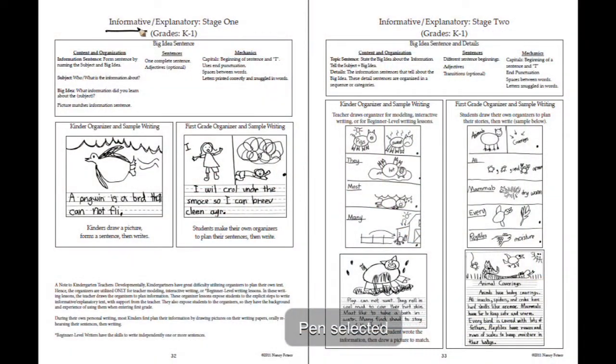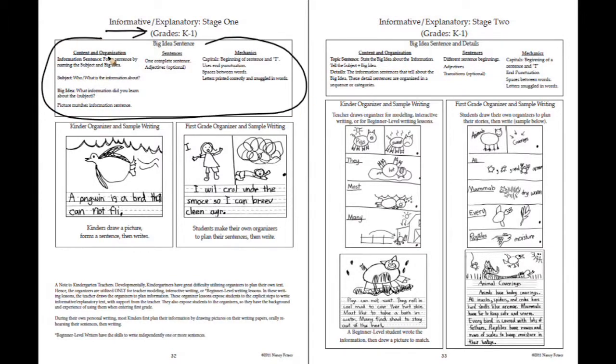We go to stage 1, we have our grade level, K1. We have descriptors of what is in that grade level. So we have our content organization, descriptors of what the sentences should have, and what mechanics should be at this stage 1 for K1. Down below, we have our kinder organizer, sample writing, and the 1st grade organizer, sample writing. Please note, developmentally, for kinders to make an organizer is inappropriate. So in this activity, they would write their sentence and then draw their picture afterwards.